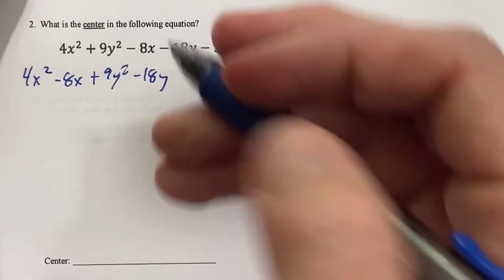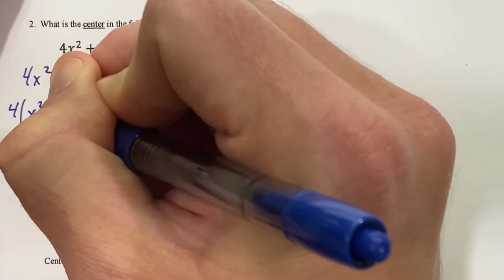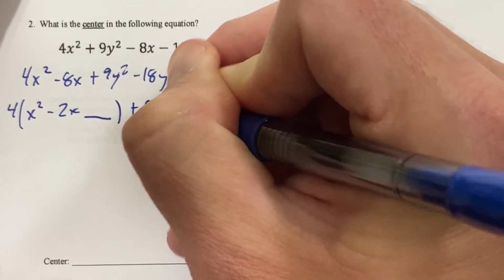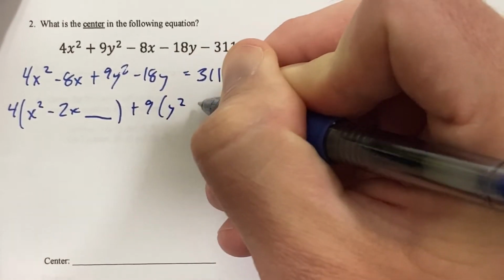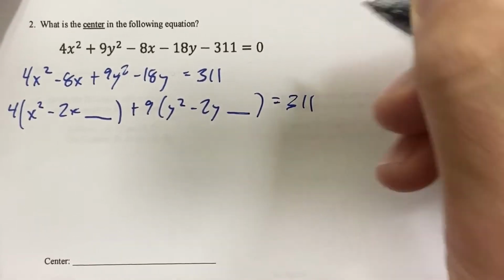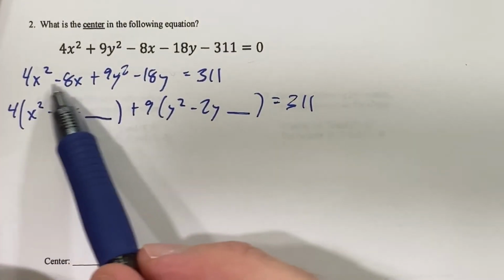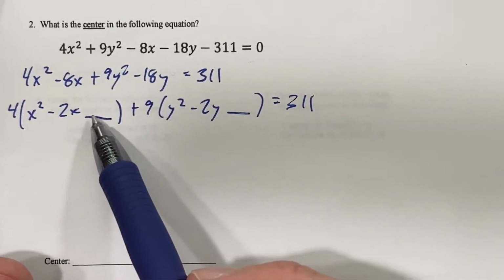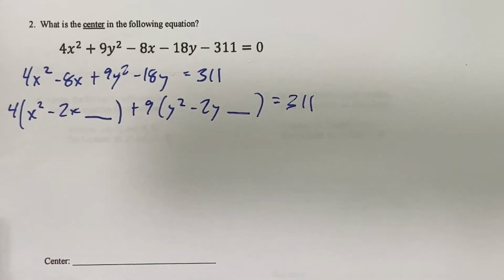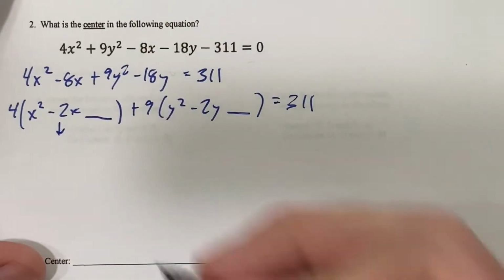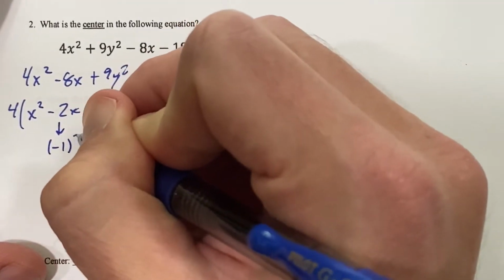And for my x's, I can factor out a 4. I'm left with x squared minus 2x. I'm going to leave a little space so that we can complete the square here in a second. 9y squared minus 2y, leave a little space, equals 311. So all I did was factor a 4 out of these two x values and then a 9 out of these two y values. I left a little space, kind of forward thinking, so that we can complete the square here in a second. So completing the square, half of -2 is -1.